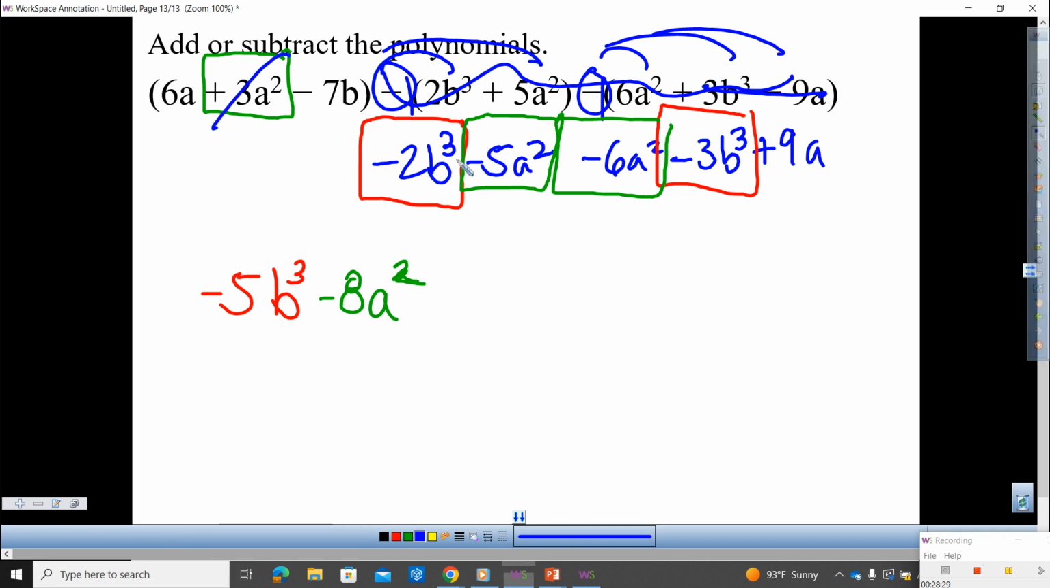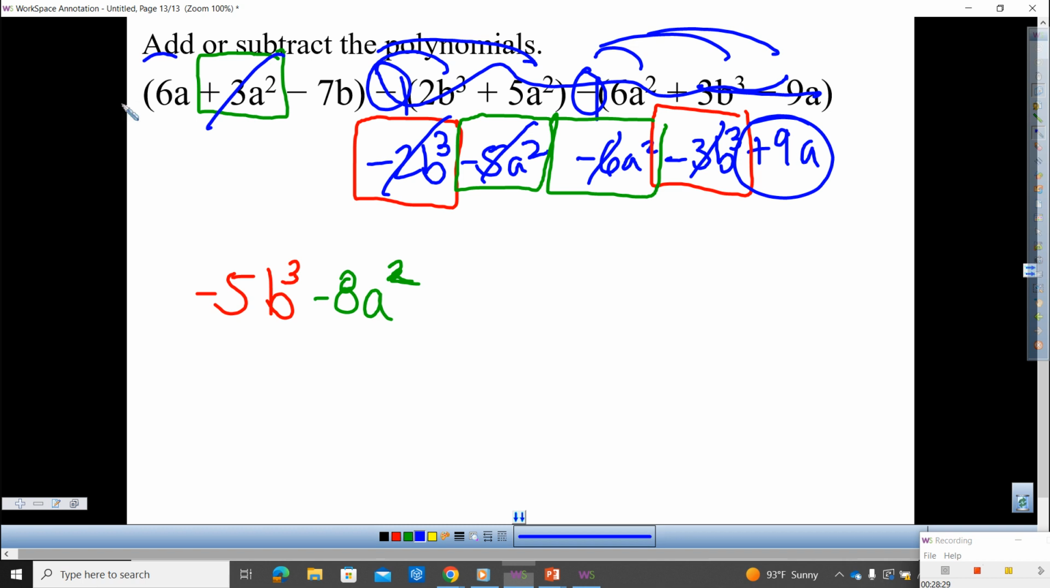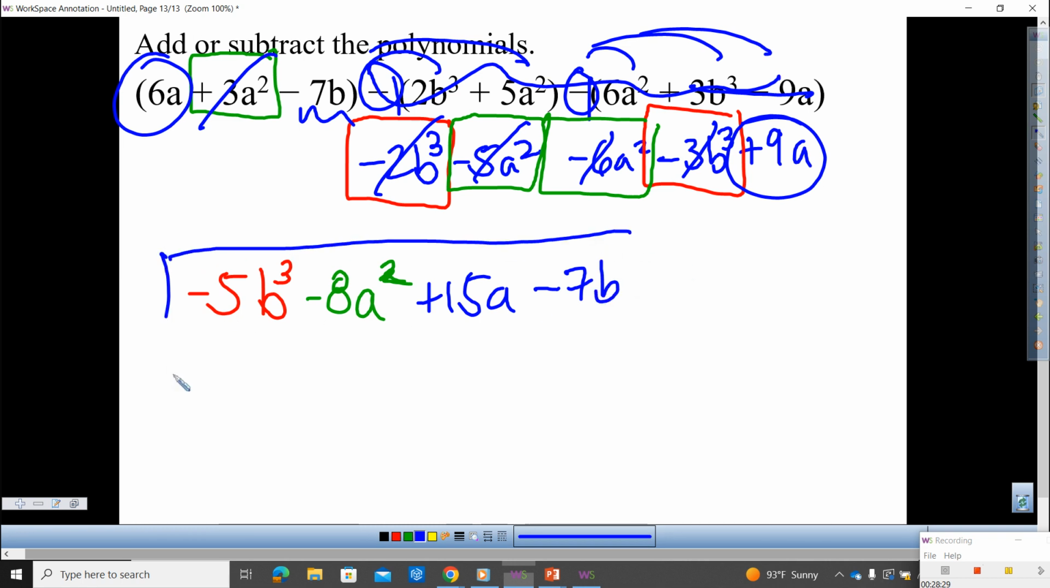So we're done with this. The 9a with 6a, and that gives us 15a. Hands up if you got that right. Yeah, and the last one should have been negative 7b. Is it in standard form? Yes. Let's go. Send me your notes, please.